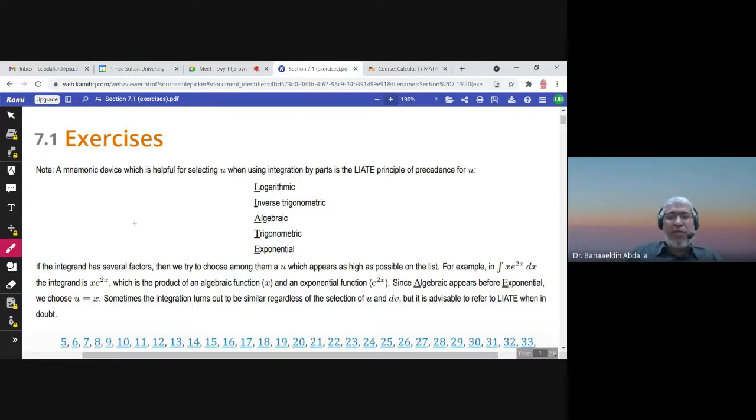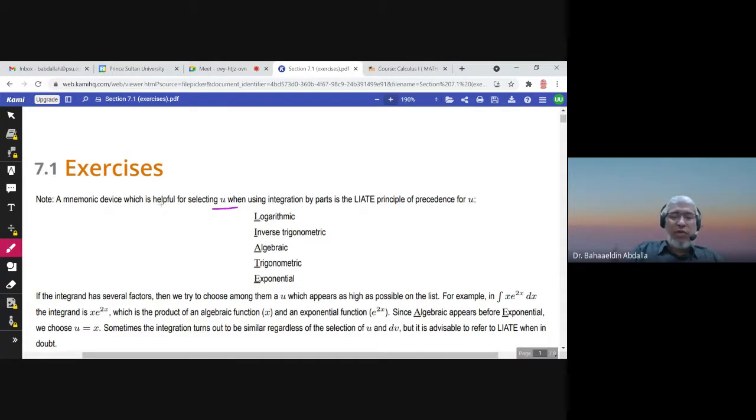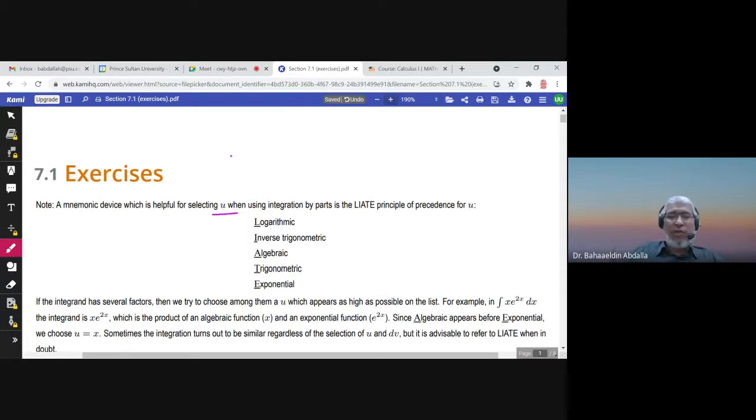These are some exercises about section 7.1, integration by parts. We mentioned how to choose u. Of course, let me remind you of the formula. The formula is: we write the integral, in which usually we have a product of two functions, although we can use integration by parts in other cases.